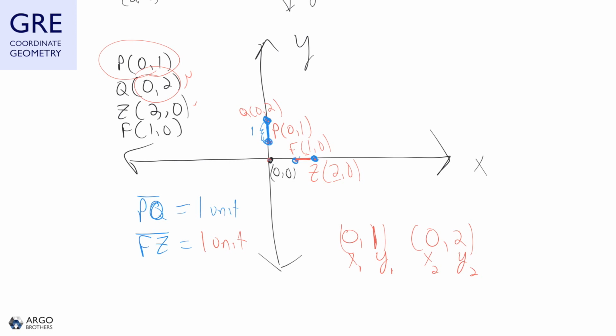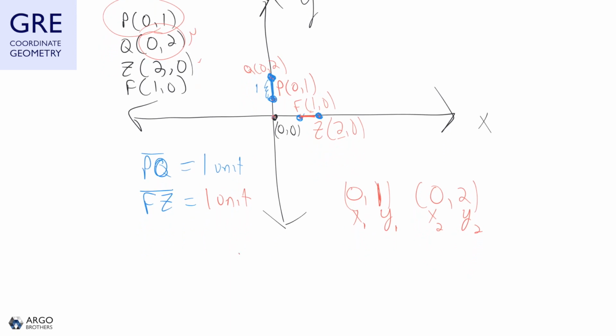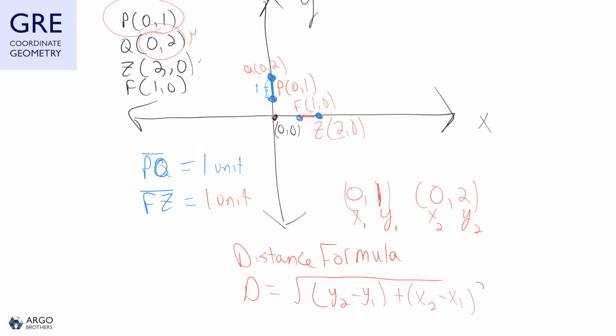So the way to actually find the distance without counting it on the graph is to use the distance formula. And let's see if we can use this formula to get PQ as 1 unit. So the distance formula: D for distance is equal to the square root of y2 minus y1 squared plus x2 minus x1 squared. So if you have 2 points, you plug them into this distance formula, and you get the distance between the two.